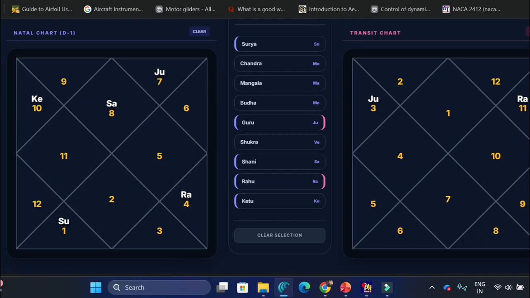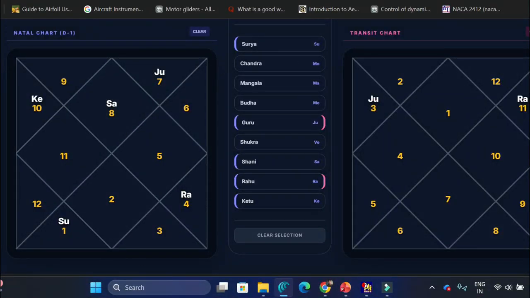Okay. So we have placed 1, 2, 3, 4, 5 out of 9 planets. These 5 planets we can easily place, and we don't have the software, we have nothing. We just asked date of birth, time of birth, that's it, and we have placed these planets here.